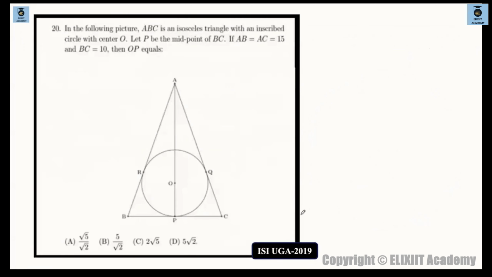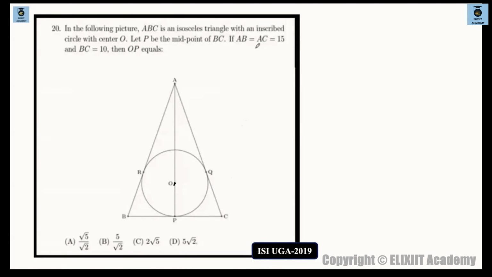Next question from UGA 2019. What is the question saying? In the following picture, ABC is an isosceles triangle with an inscribed circle with center O. Fine. Let P be the midpoint of BC. P being the midpoint of BC.